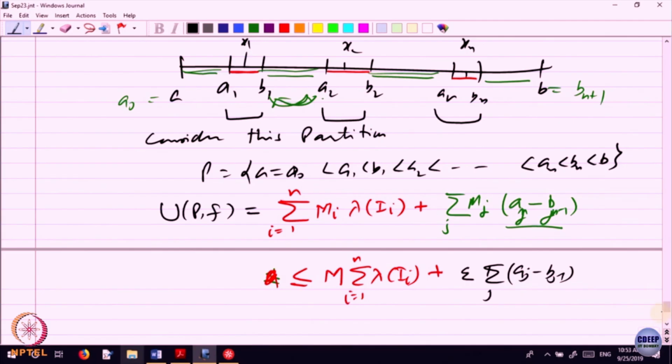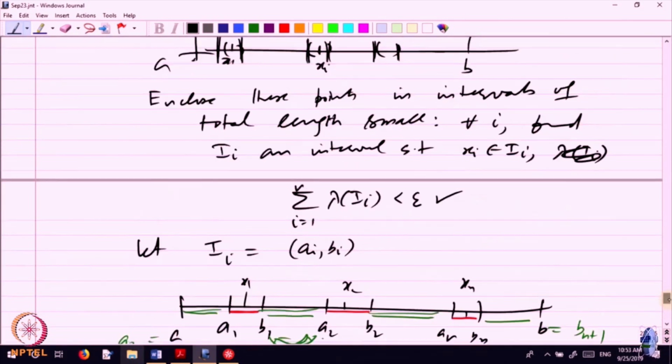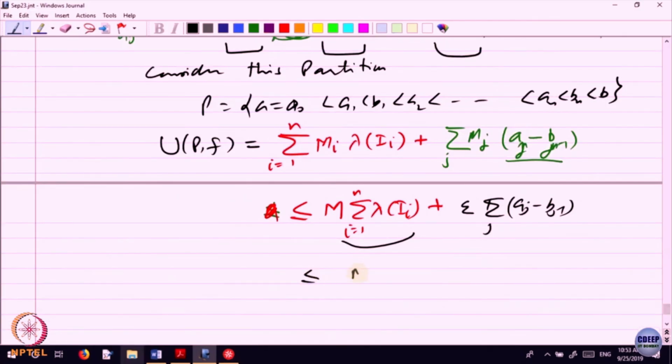times the sum of aj minus bj minus 1, whatever that j may be. And this length, we have seen, is the way we found these intervals, less than epsilon. So, let me put that as epsilon. So, less than or equal to m times epsilon plus epsilon times some, call it m1. This is a constant, okay.